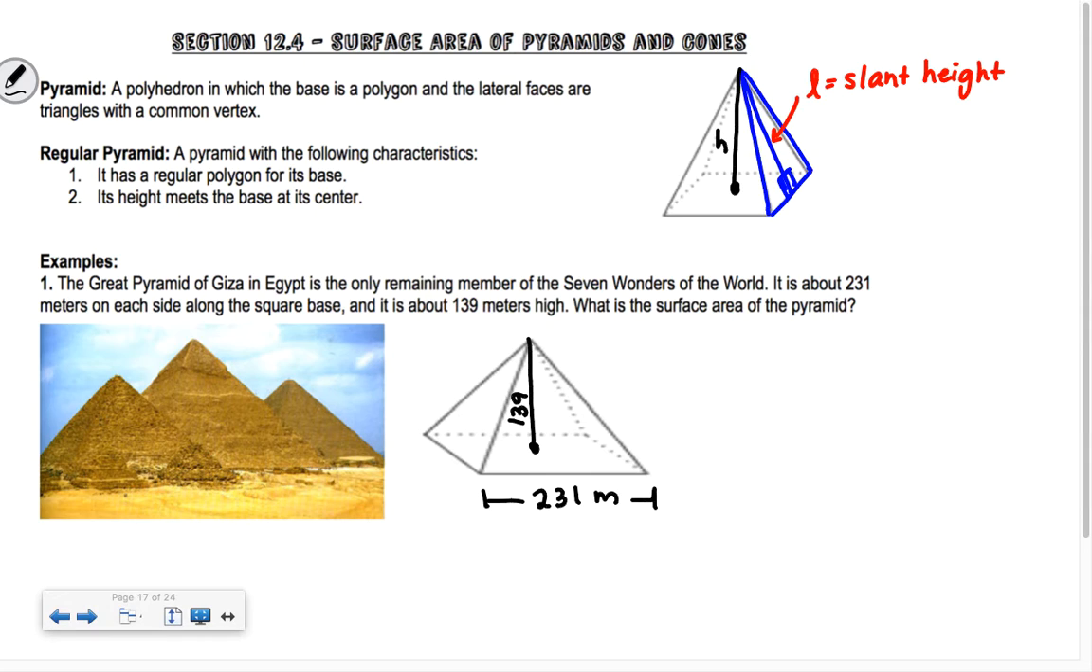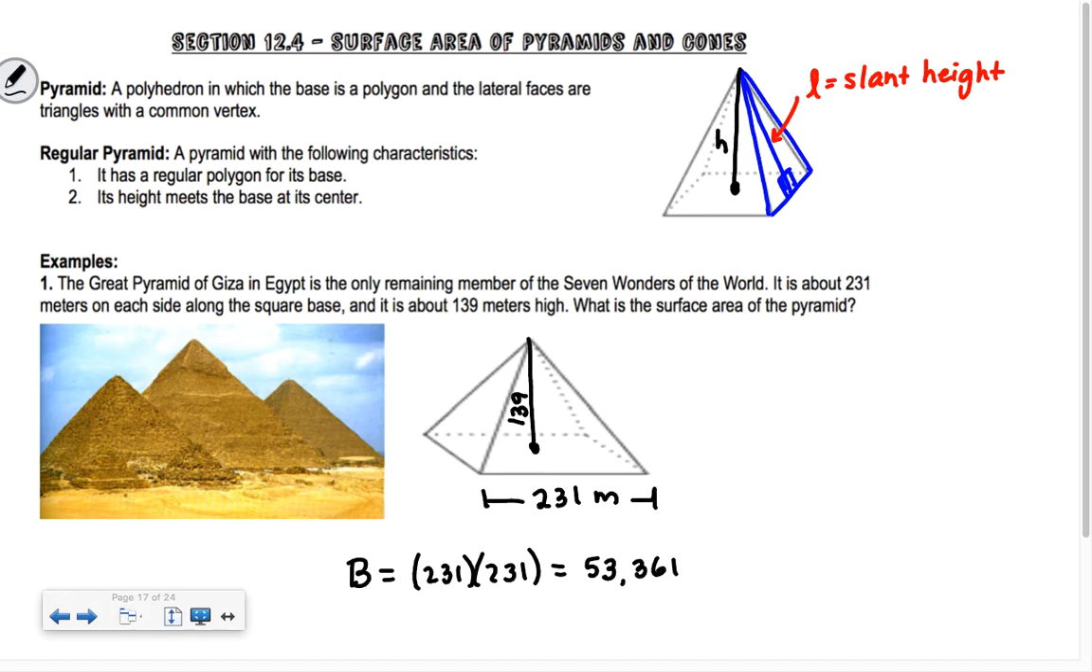So we're going to come up with each individual piece. Let's talk about the base first of all. The base is a square. So how do I find the area of that square? Yeah, side squared, right? I'm going to take that 231 and multiply by 231. I'm going to call that big B, like we talked about before. Big B always means area of the base. So 231 times 231 is 53,361. So that's just the base.